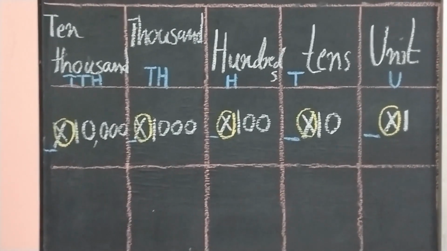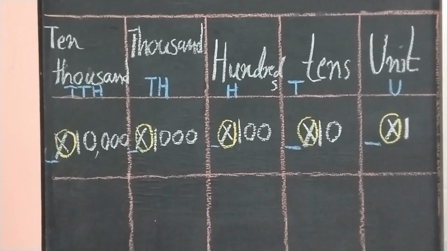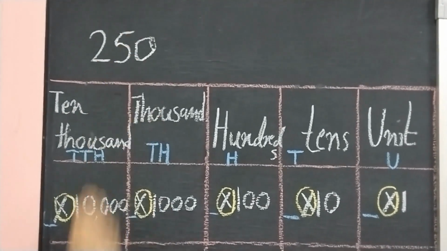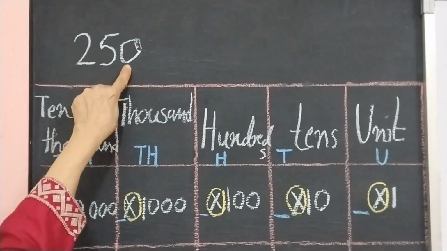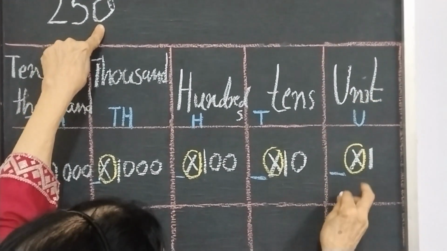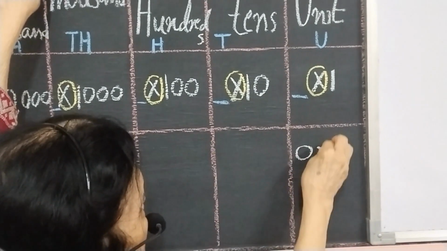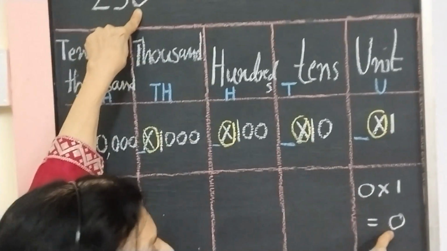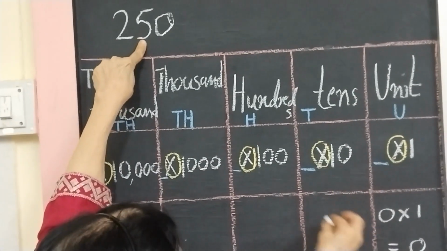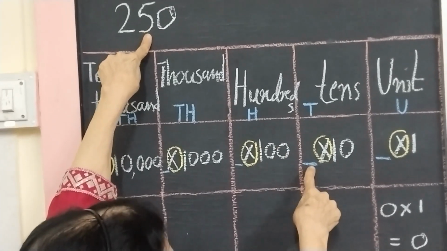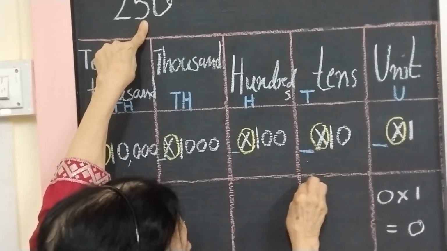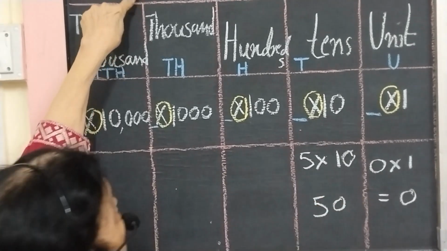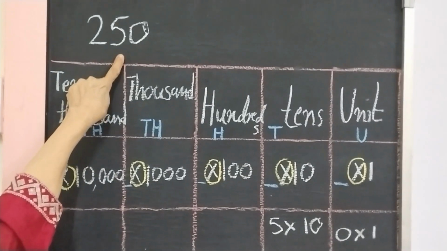So suppose, this is a revision, Nani? You have already done it. Suppose I have to find the place value of each digit in 250. Then 0 falls under unit. So here we can write 0 into 1. That is 0. So place value of 0 here is 0. Now we come on the next one. 5 is the number which falls under tens. So 5 into 10. That means 50 is going to be its place value of 5.